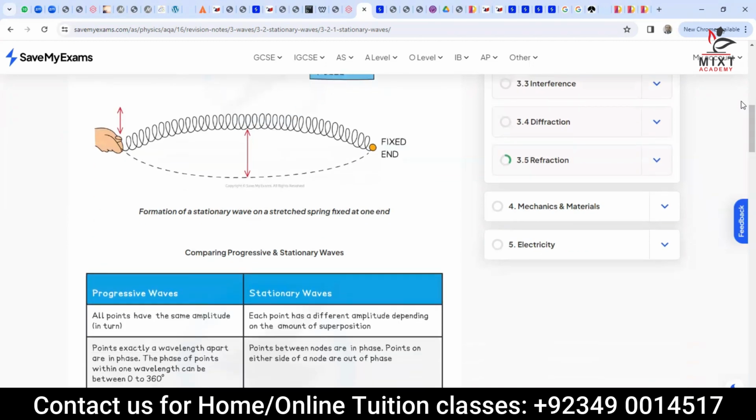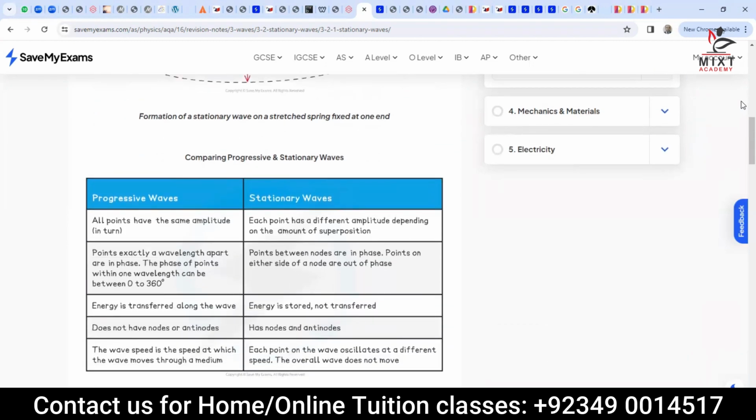I'm talking about stationary waves. In a progressive wave, the speed at which the wave moves through a medium is the wave speed. On the other side, each particle of the stationary wave oscillates at a different speed, right? One of the most interesting parts is that in-phase points come right after one lambda. I have told this concept that one lambda means that if you draw a straight line there, you can easily draw the straight line.